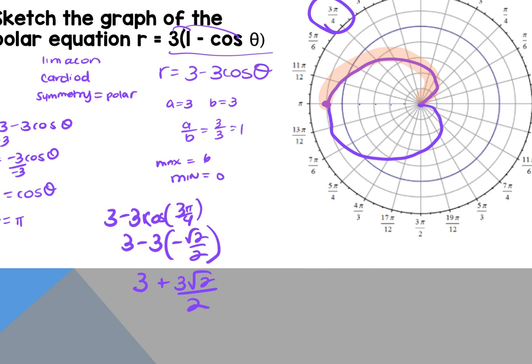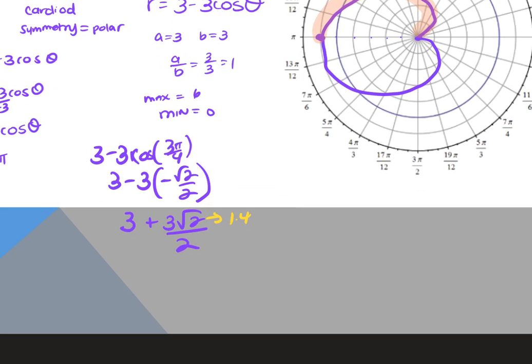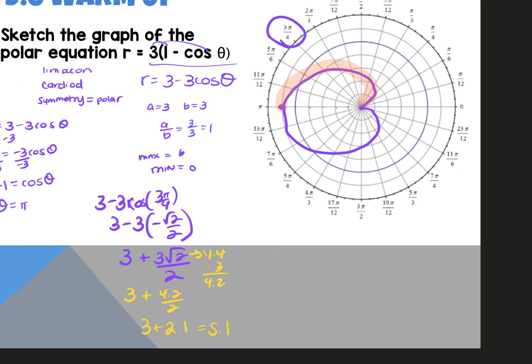Are we getting a calculator? No, we're going to approximate. So remember we said root 2 would be 1.4. So this is 3 plus 3 times 1.4, which is 4.2, over 2, which is 2.1, and that's 5.1. Yeah, that's good.